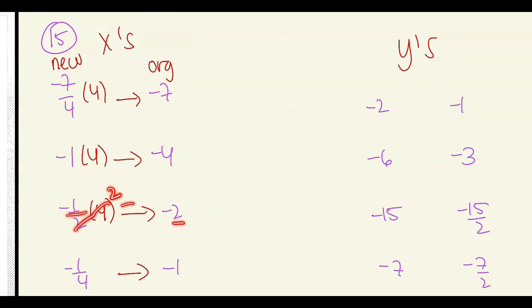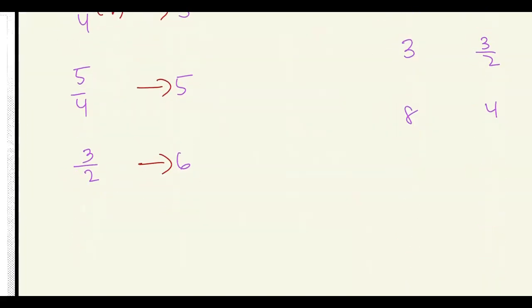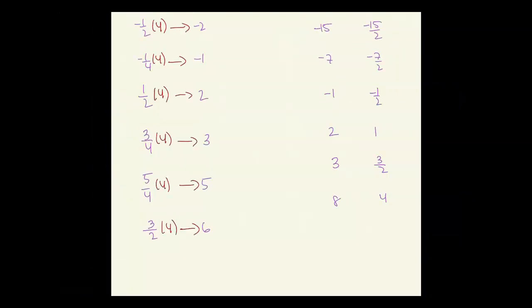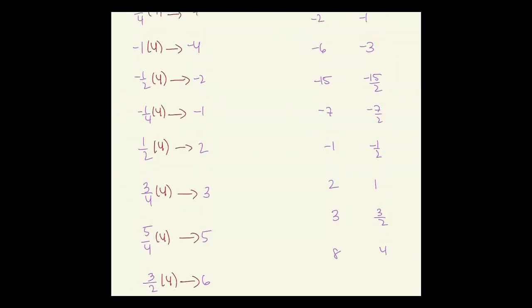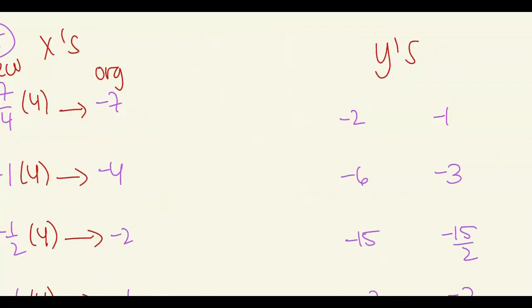Negative 1 times 2 is negative 2. Multiply this by 4. All of these, I'm going to multiply by 4. Double check. Make sure that you can actually get all of these values if you multiply by 4. Yeah, you should be able to get all of them to equal the original graph that we have on the right-hand side.